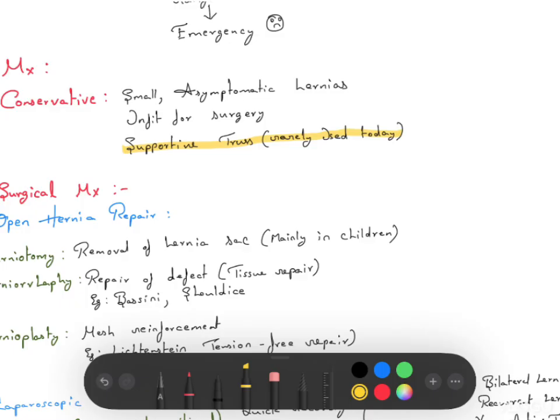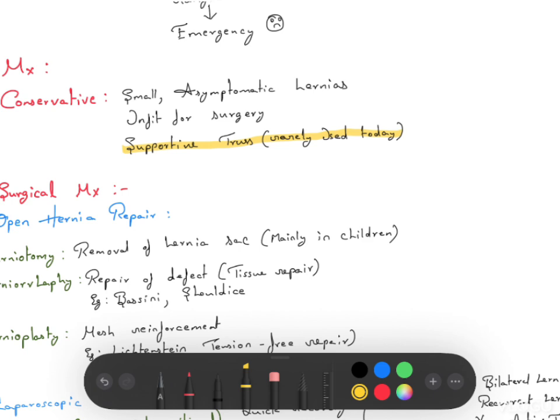So we have to do risk factor modification. We have to treat chronic cough, constipation, obesity and smoking. In surgical management, we have to do surgery if the patient has strangulation, obstruction, a femoral hernia or a progressively enlarging hernia, or relatively if the patient has lifestyle limitations, pain, cosmetic concerns or occupation related issues.